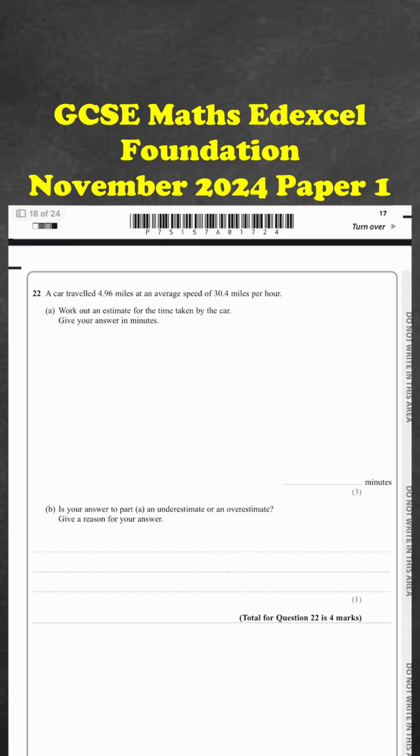Question 22. A car travelled 4.96 miles at an average speed of 30.4 miles per hour. Work out an estimate for the time taken by the car. Give your answer in minutes. It travelled 4.96 miles, so I'll put 4.96 miles is approximately 5 miles. 30.4 miles per hour is approximately 30 miles per hour.